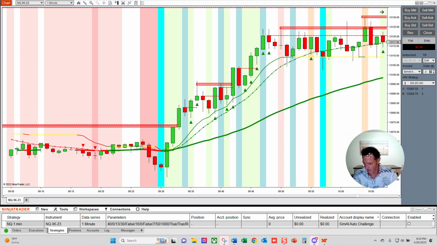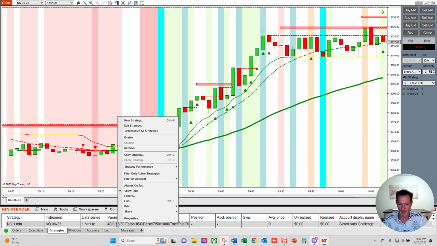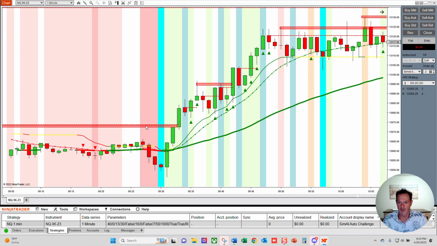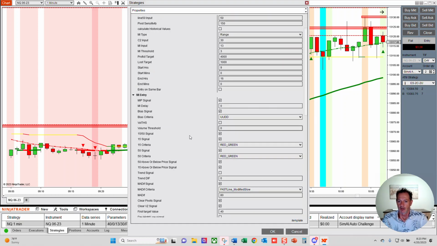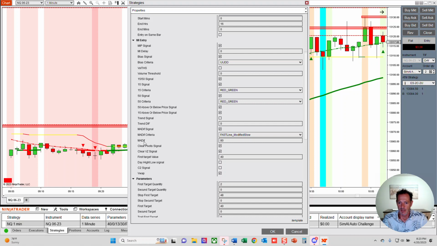I'm disabled right now. Just right click on this, go to edit strategy, and along the left hand rail over here you'll see MADif is right here. I already changed it to 80. I think what we sent out this week, we ended up settling on 25, somewhere in that range, somewhere tight to the 50. And you do that when the market is moving in a choppy direction.